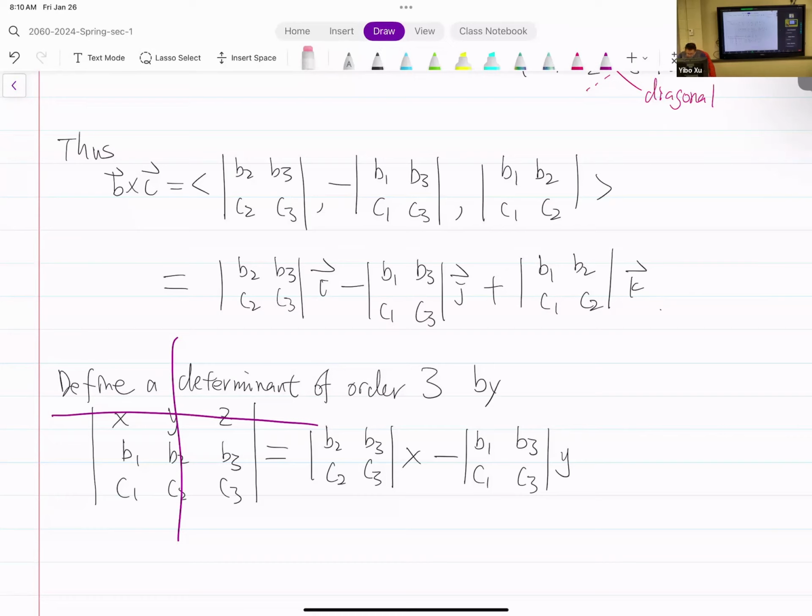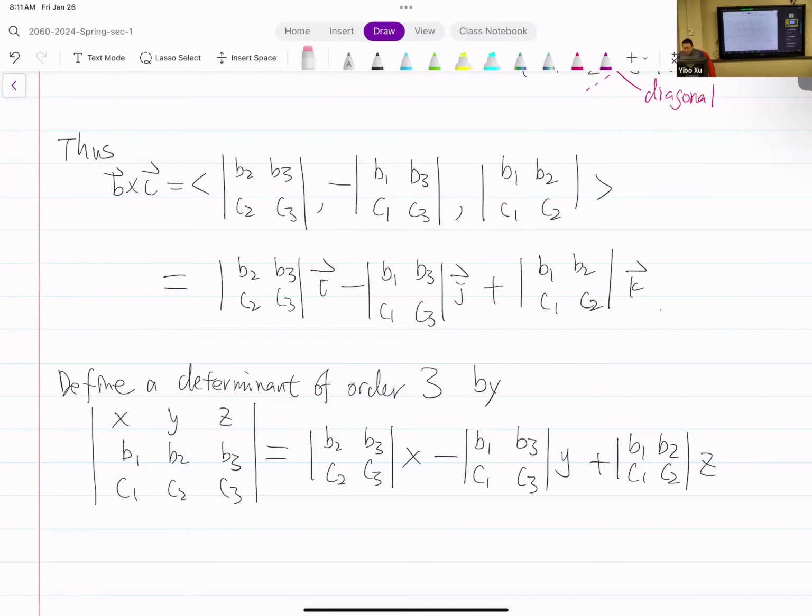Finally, like I said, we need to do it for the last entry of the first row as well. So you see, we have B1, B2, C1, C2 as the remainder order 2 determinant, right? Times z. Okay. So this is the way that we define the order 3 determinant based on the definition of order 2.